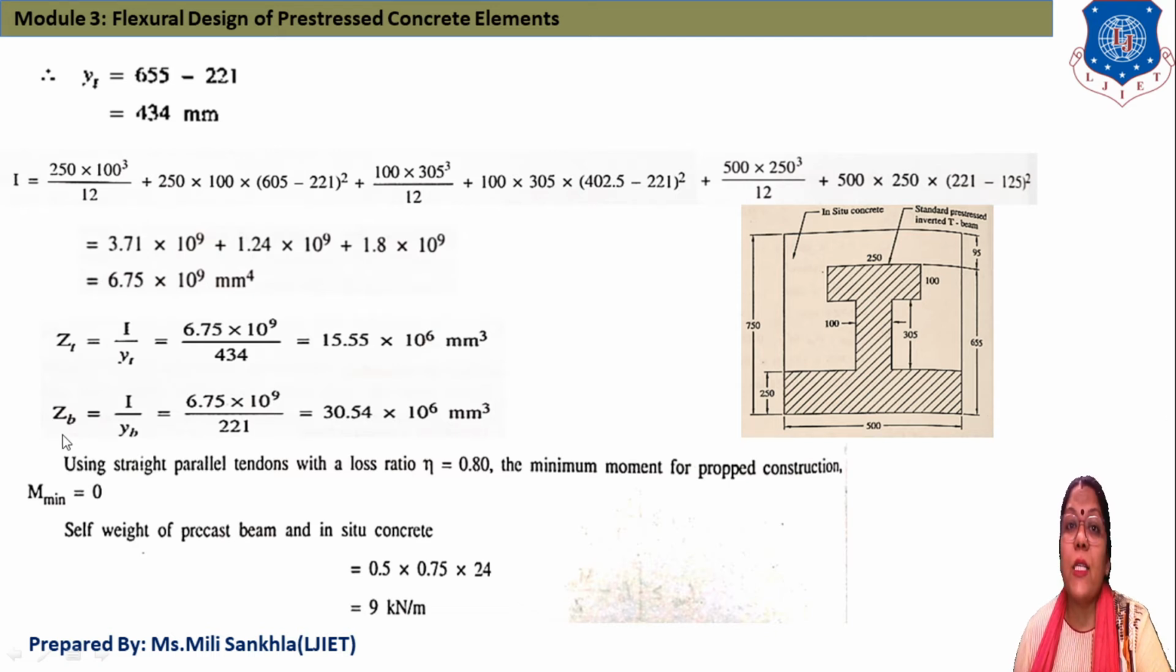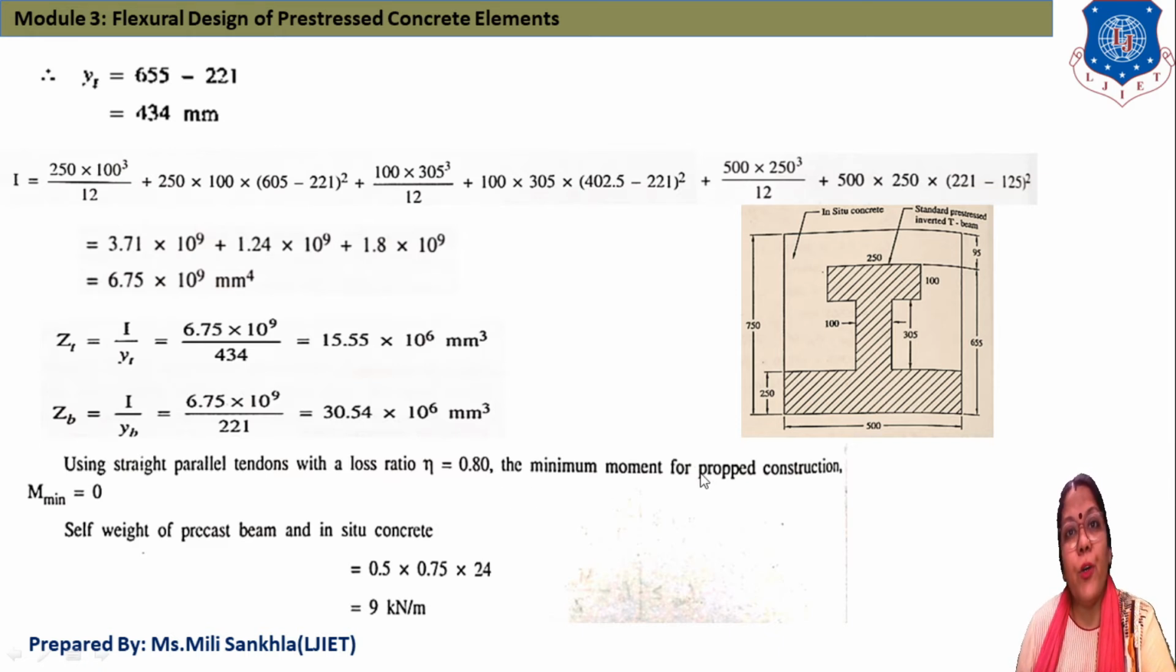Then we find out the section modulus at the bottom fiber, that is equal to I by YB. I is equal to the moment of inertia of this overall section, and YB is equal to the distance of the bottom fiber from the CGC level, that is 221. The answer is 30.54 into 10 raised to 6 mm cube. Now next, here eta is given as 0.80 because 20% losses are given, so our efficiency is 0.80.